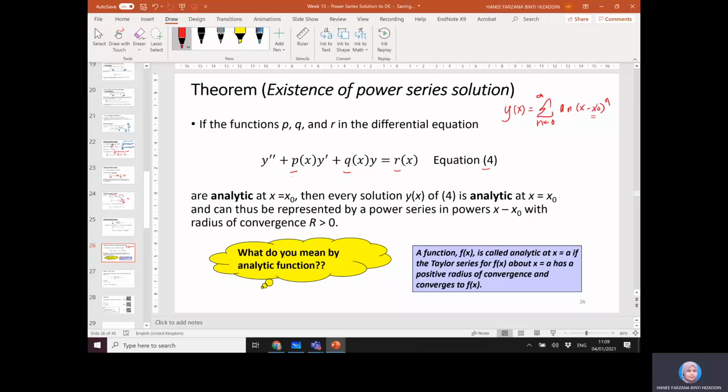So what do we mean by an analytic function? The mathematical definition of an analytic function is this. A function f of x is called analytic at x equals a if the Taylor series for f of x about x equals a has a positive radius of convergence and converges to f of x. So this is the mathematical definition of how you define whether the function is analytic or not at a given value.